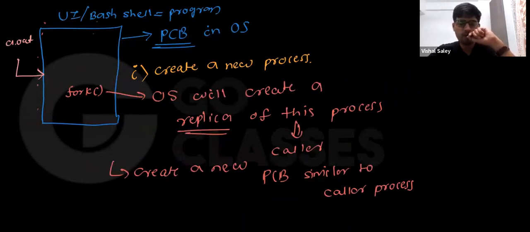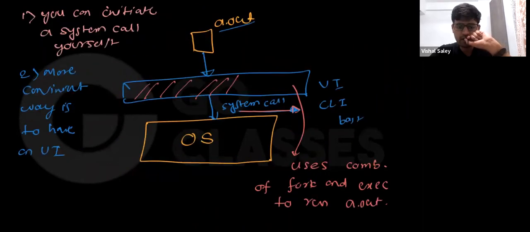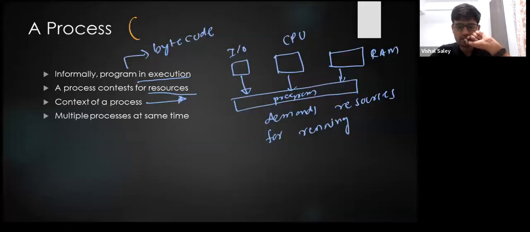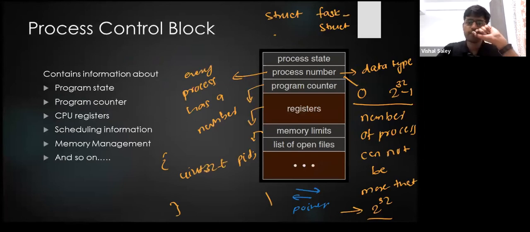So what is important for us to understand is that the process number will be different because you are creating a new process, right? Even if it's an exact replica, it is a new process, so it should have a different process number. Is this understood?